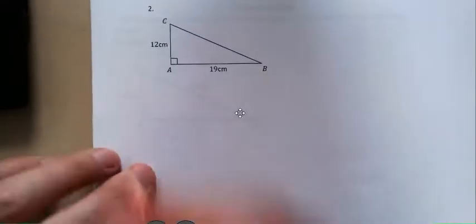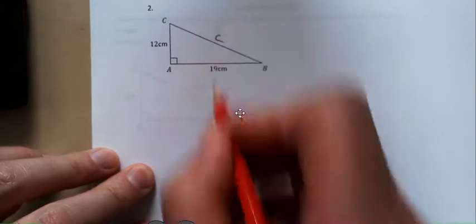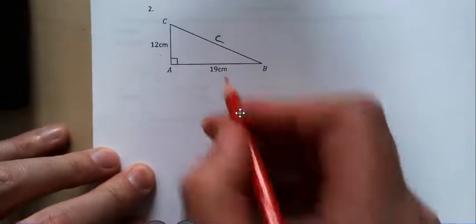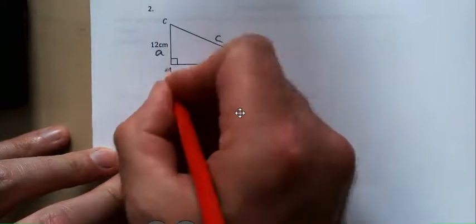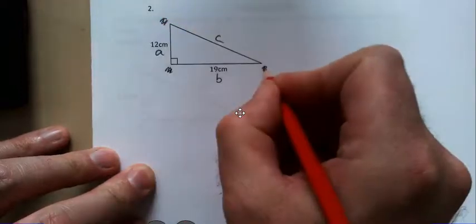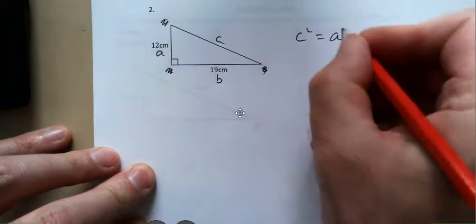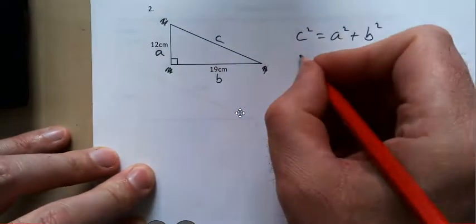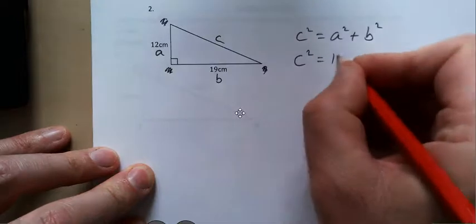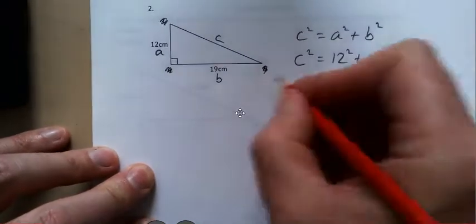Again, similarly, I'm going to ignore the A, the B and the C here, and we're going to label our sides. C always has to be the longest side, and we're lowercase at this point here. I'll call this one A, and I'm going to call this one B. It just tends to confuse. C squared equals A squared plus B squared. C squared equals 12 squared plus 19 squared.